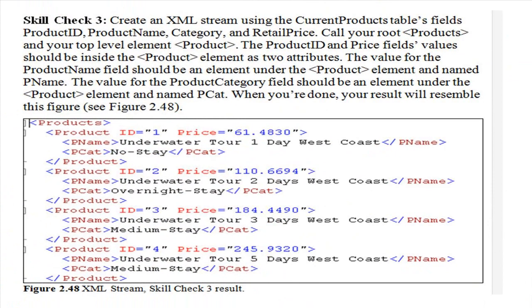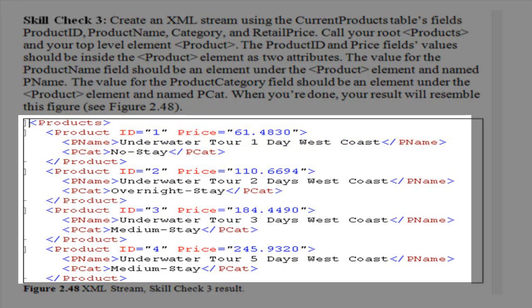Skill Check 3. Create an XML stream using the current products table's fields, product ID, product name, category, and retail price. Call your root Products and call your top-level element Product. The product ID and price field values should be inside the product element as two child attributes. The value for the product name field should be an element under the product element and named pname. The value for the product category field should be an element under the product element and be named pcat. When you're done, your results should resemble the figure you see here.